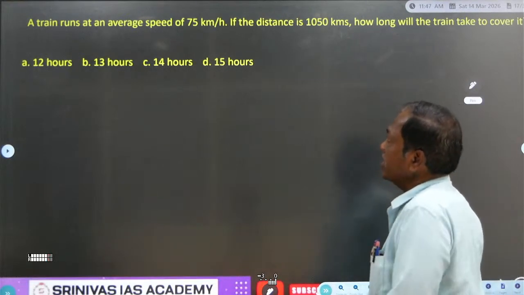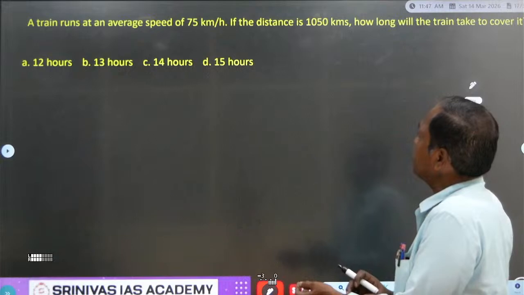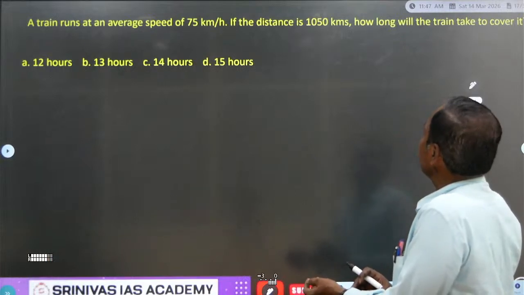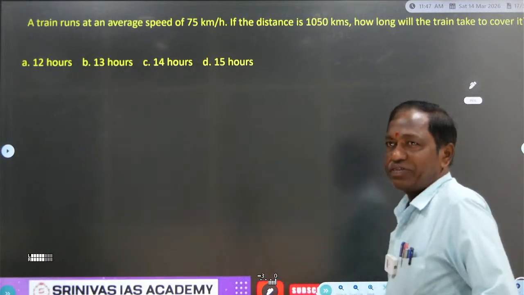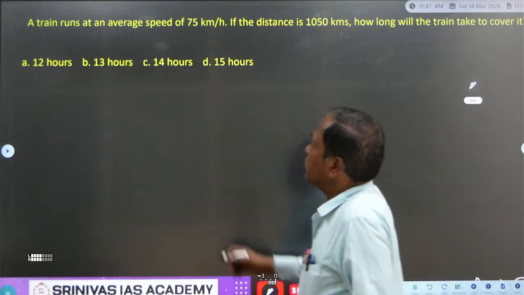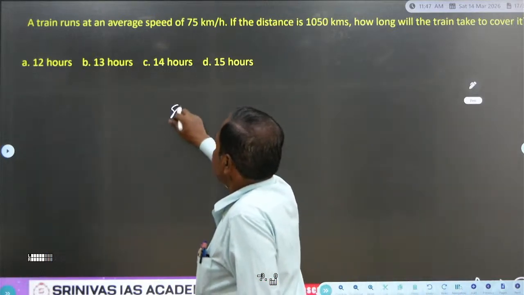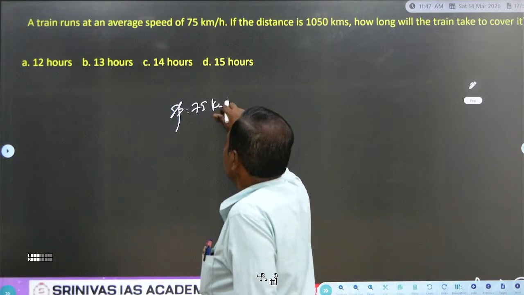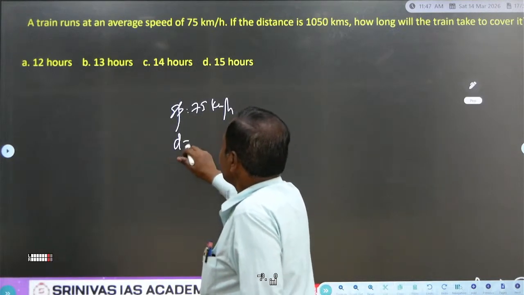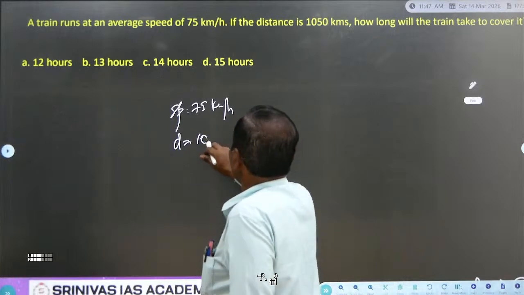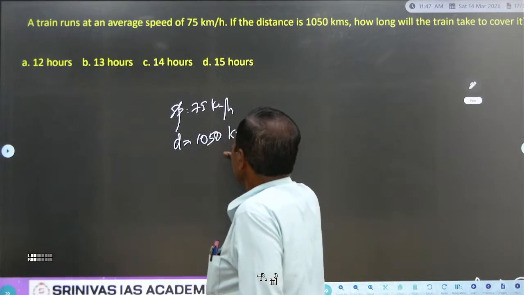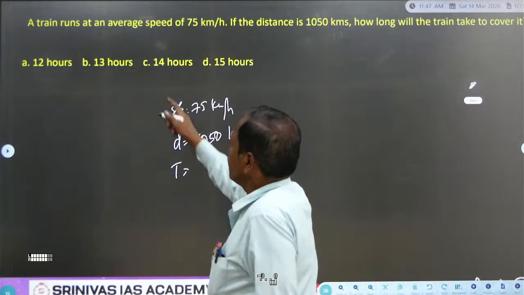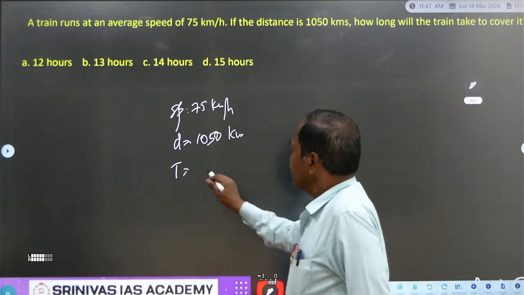A train runs at an average speed of 75 kilometers per hour. If the distance is 1050 kilometers, how long will it take? Again, a very simple one. The speed is given as 75 kilometers per hour. The distance is given as 1050 kilometers. What is the time taken in hours?